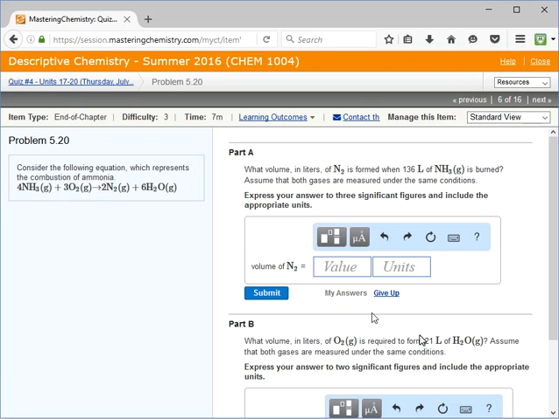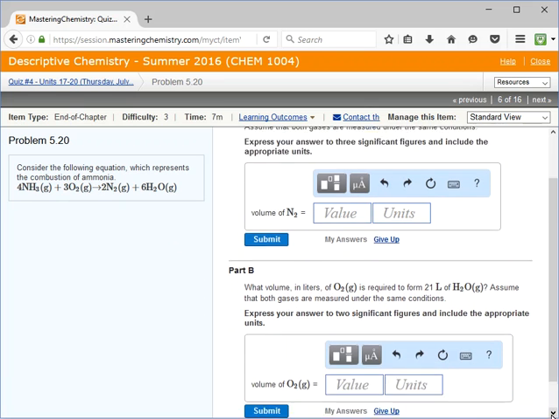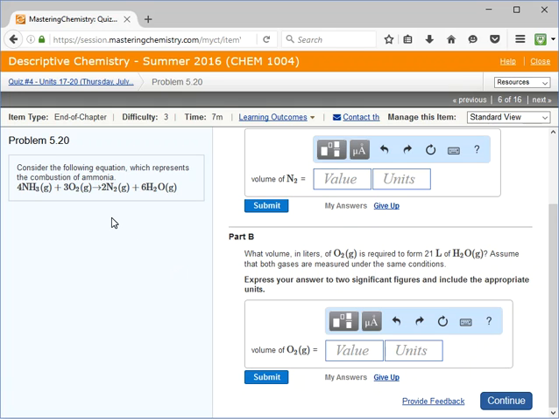If I look at part B, it says, what volume in liters of oxygen is required to form 21 liters of water? I'm going to make 21 liters of water, and I want to know about my oxygen. Notice they're in a 1 to 2 ratio here, so I need half as much oxygen as I had water. I will use half that many liters of oxygen. So half of 21 is going to be 10 and a half. And those are my answers for that.